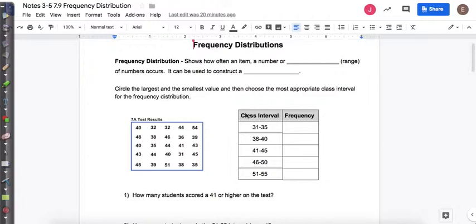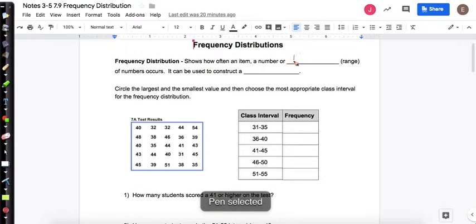So a frequency distribution shows how often an item, a number, or interval of numbers occurs, and it can also be referred to as a range. Now, this doesn't mean range, bigger number minus smaller number. It just means a range of numbers, an interval of numbers. So these are intervals right here, 31 to 35, 36 to 40.